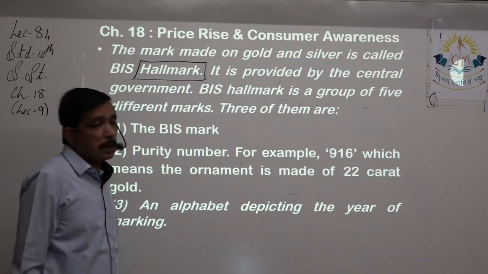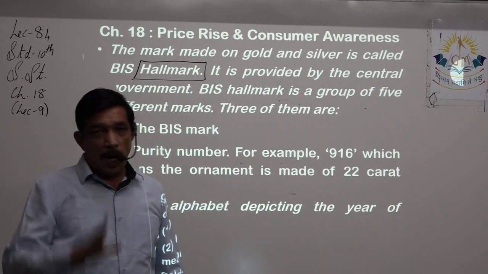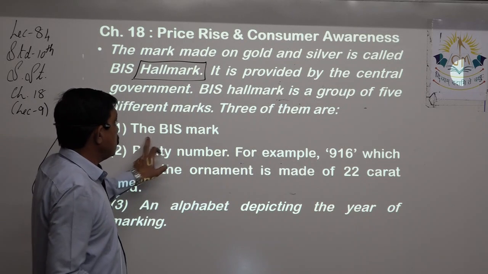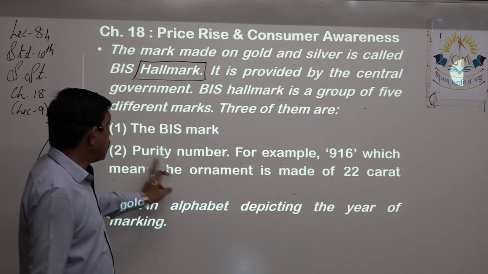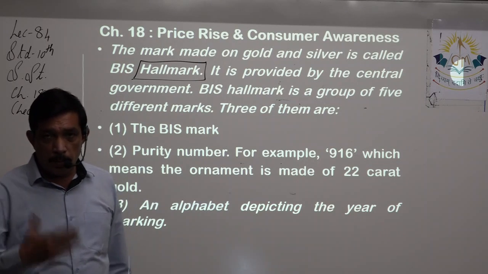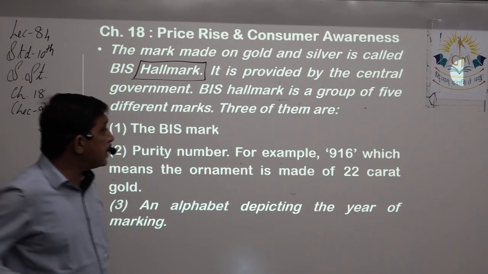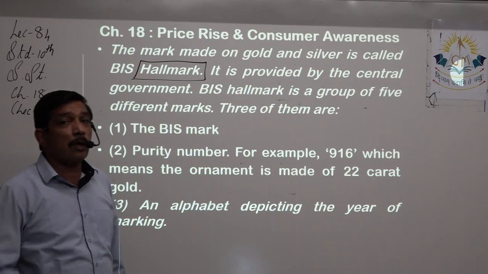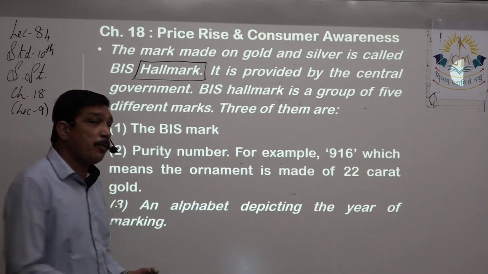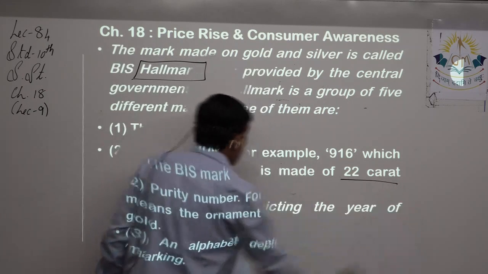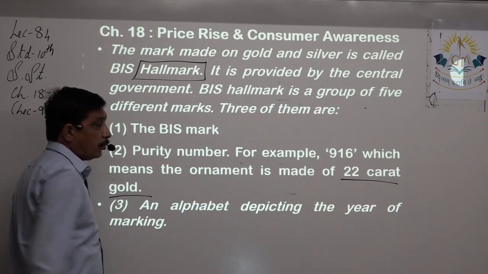BIS hallmark is a group of 5 different marks. Which are they? First one is the BIS mark, then the purity number. Now you just have to understand this. Yes, it will have 916 written on it. If it is 916, then it means that the ornament is made up of 22 karat gold.